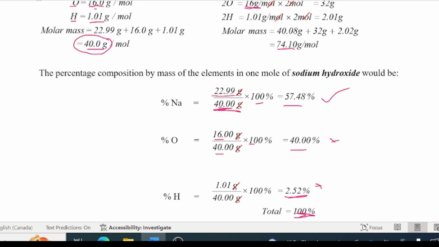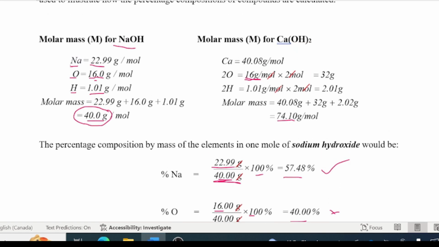Any sample of sodium hydroxide, doesn't matter which part of the world you take it, you'll find these percentage compositions for the various elements present in it. Same thing we can do for calcium hydroxide. Now you got to watch here. Now we talk about this radical here. So be attentive to these radicals when you're going to calculate the molar mass for these compounds.